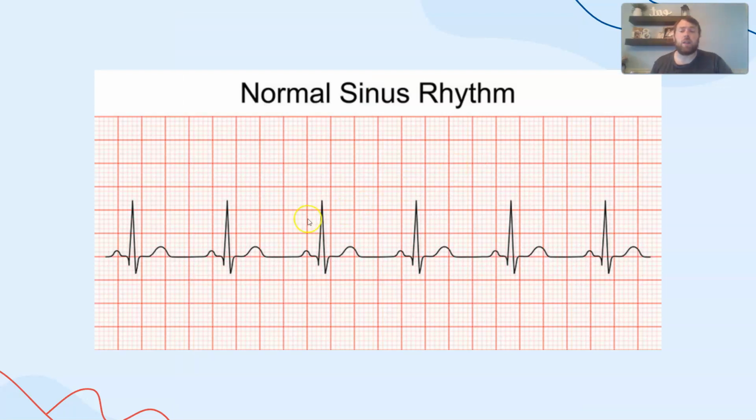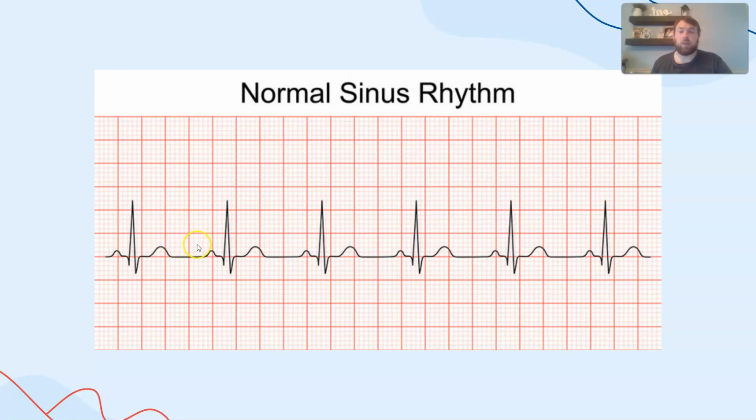We see that there is a small P wave at the beginning, a QRS complex, and the T wave at the end, slightly taller, slightly more voltage than the P wave. You can also see the spacing is pretty typical. If we look at these big squares right here, this dark red square is going to be about a fifth of a second, 0.2 seconds.